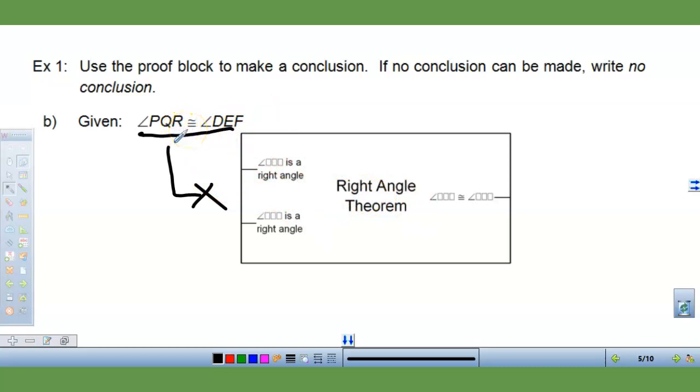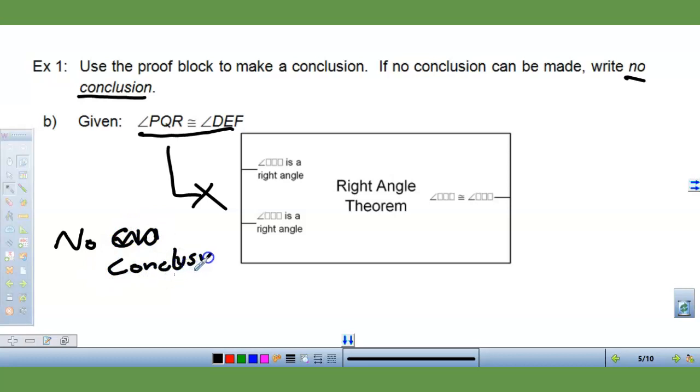So this helps you narrow down what you're allowed to use and what is not going to be useful to you. You'll be going through all these different stacks of different colors of proof blocks, looking through them and seeing which one matches the format properly. So in this one, it says write no conclusion. So we'll write no conclusion if that happens.